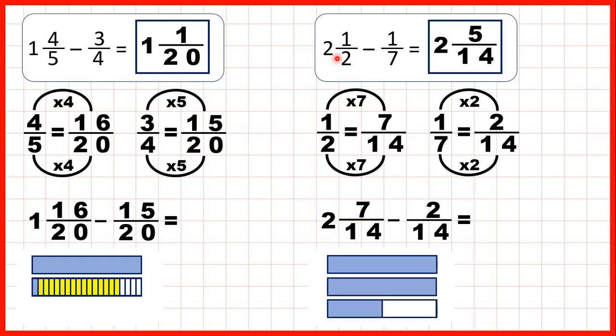Then we had 2 1/2, but 2 1/2 is the same as 2 7/14. We were subtracting 1/7, but that's the same as 2/14, and if we subtract the 2/14, we have 2 wholes and 5/14 left in blue, so that's our answer.